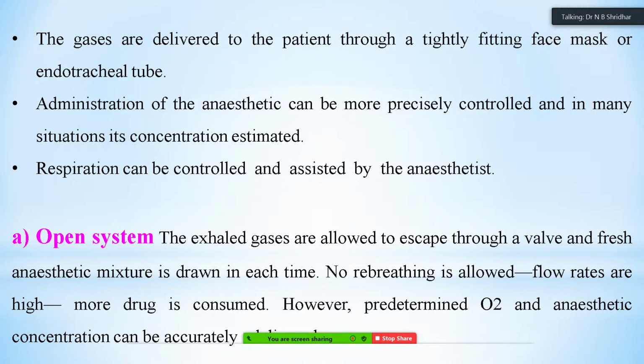Another thing is the open system. Here, whenever you are using the machines, there is once again an open system. The exhaled gases are allowed to escape through a valve, and a fresh anesthetic mixture is drawn in each time. That system is called the open system. No rebreathing is allowed, the flow rates are very high, and more drug is consumed in this open method. However, the predetermined oxygen and anesthetic concentration can be measured here.